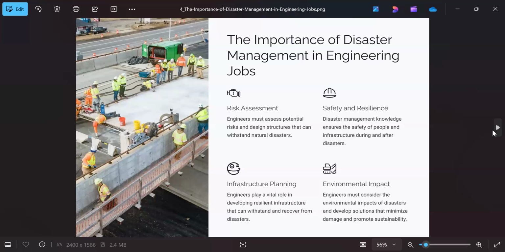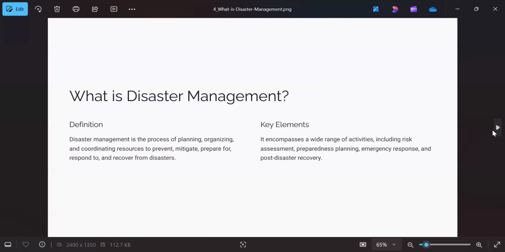Disaster management knowledge ensures the safety of people and infrastructure during and after disaster. So, when there is an earthquake or a flood, there will be loss of life. People's safety is in question, and the infrastructure will get destroyed. So disaster management knowledge ensures the safety of people and the infrastructure before and after the disaster. And then engineers play a vital role in developing resilient infrastructure that can withstand and recover from disaster. On environmental impact, engineers must consider the environmental impact of disasters and develop solutions that minimize damage and promote sustainability. So these are some very important factors in the importance of disaster management in engineering jobs.